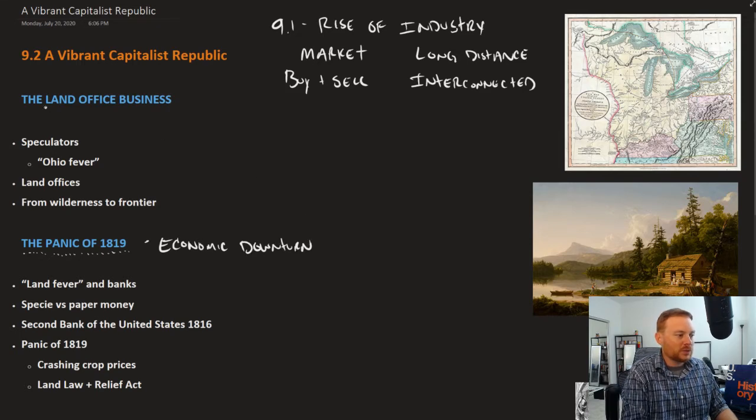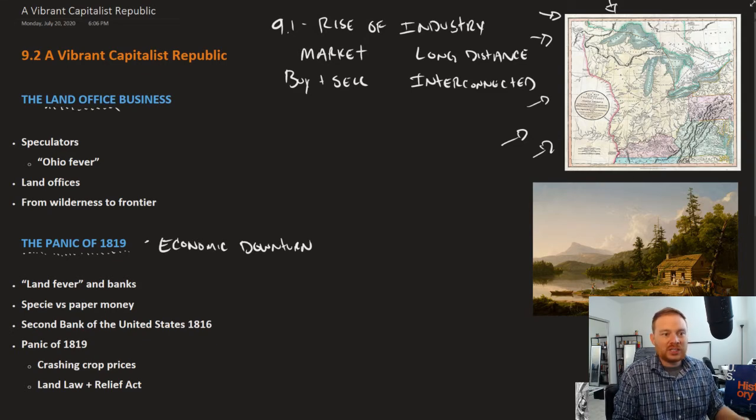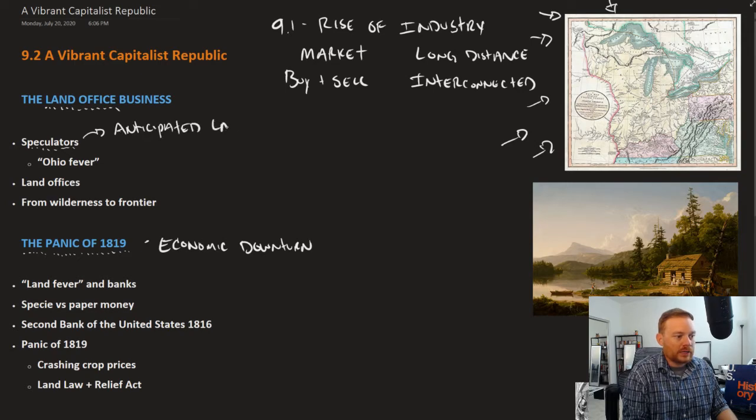So let's first start with land, right? Land. So here we have a map of what they called the Ohio Territory. This was land that was acquired by Great Britain through the American Revolution. It was land that the United States sold to speculators. Speculators were people who anticipated land prices to go up, right? The idea is to buy low, sell high.